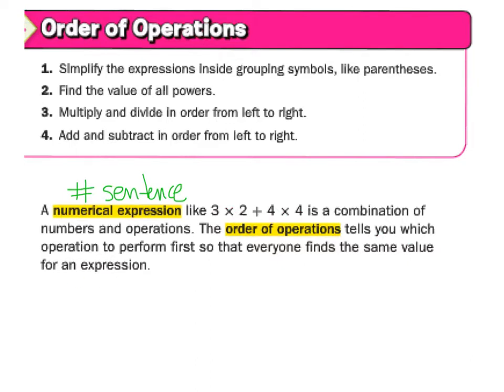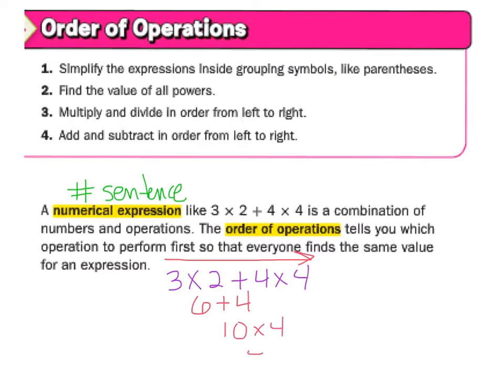The trouble is that for kids, sometimes they just want to do everything in order without following the rules. So we'll find that kids will take the 3 times 2 plus 4 times 4. We're used to doing our math from left to right, so we just go straight across. Kids would do 3 times 2 and get 6, and then they'd add 4 and get 10, and then they'd multiply that by 4 and get 40 for an answer. Well, that is incorrect.